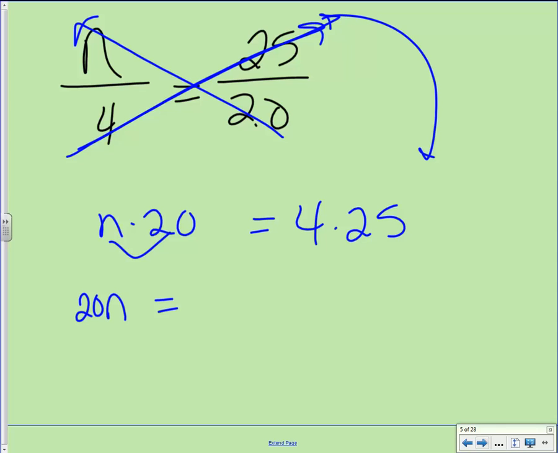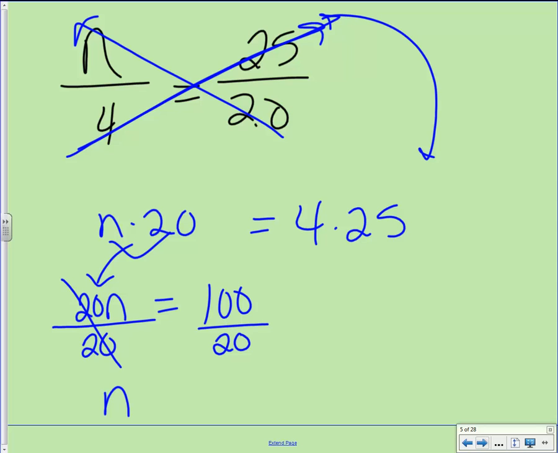And 4 times 25 means I have 4 quarters, which gives me 100 or $1, however you're looking at that. All right, I need n all by itself, so I need to do the opposite of what I see here. What I see is multiplication between 20 and n. To undo multiplication, I will divide by whatever it is that I want to go away from my n, and that's divide by 20. I do the same thing on the other side to keep this a balanced equation.